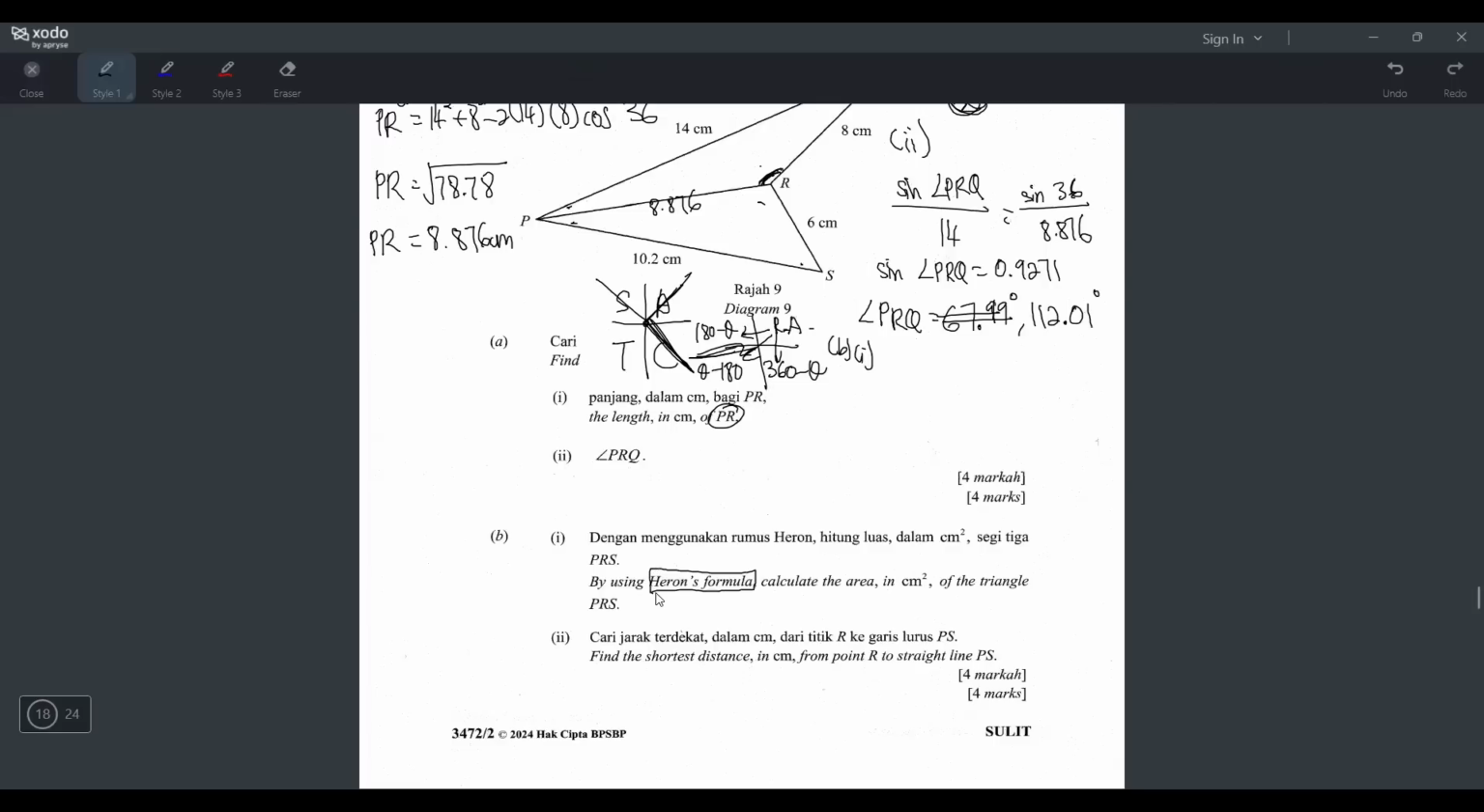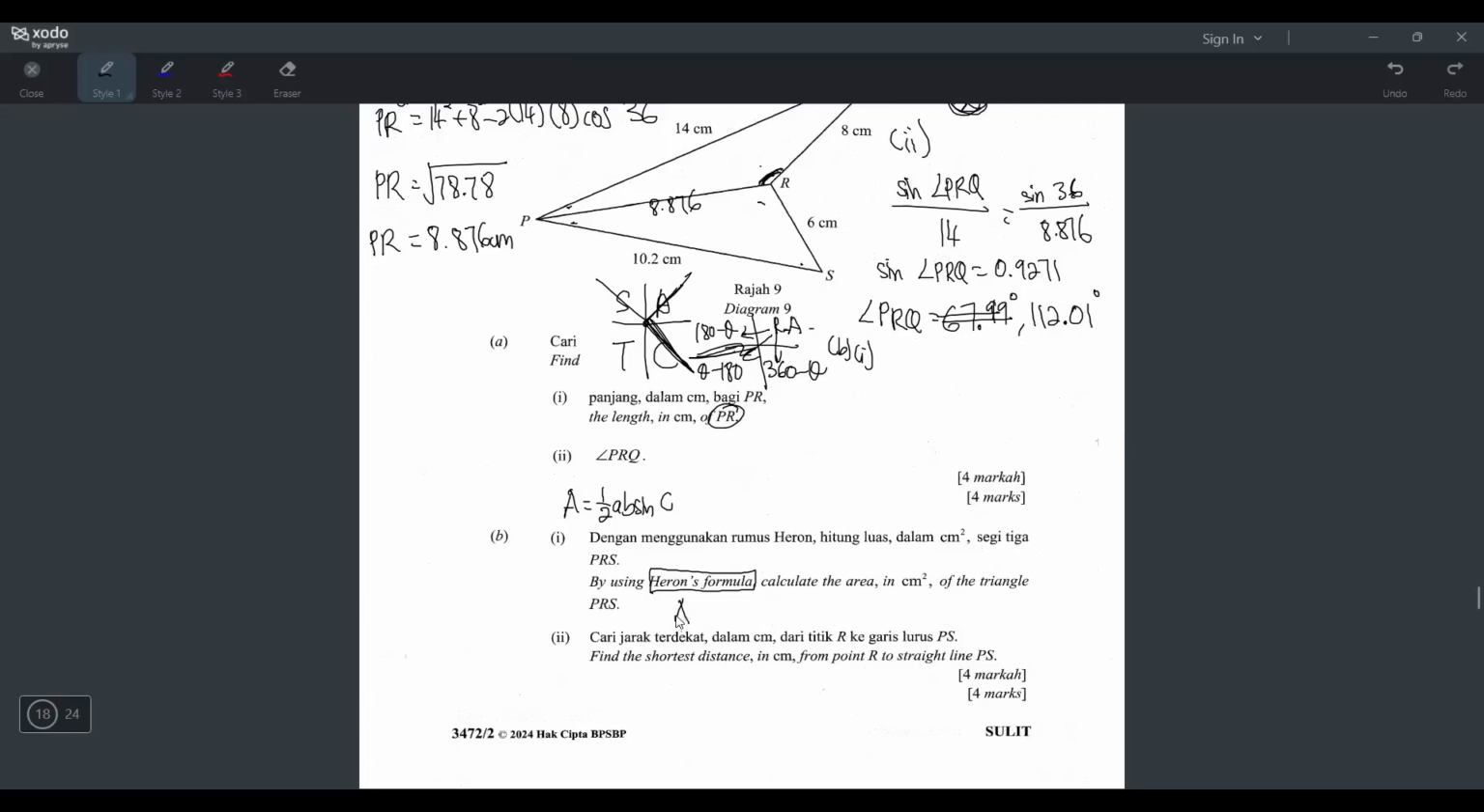Heron's formula is a formula that you use to find area. So how to find area? There are two methods. To find the area of a triangle, you can use the formula 1/2 ab sin C, and the other formula is Heron's formula. But this question already specifically says to use Heron's formula, so you just use it.